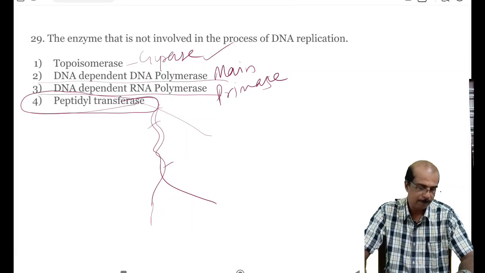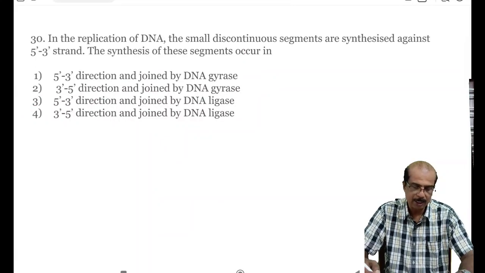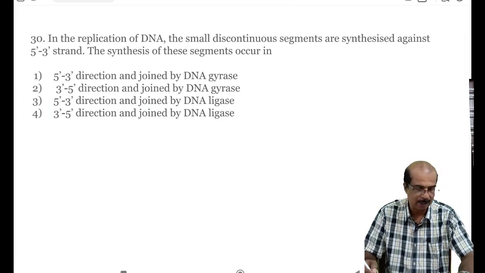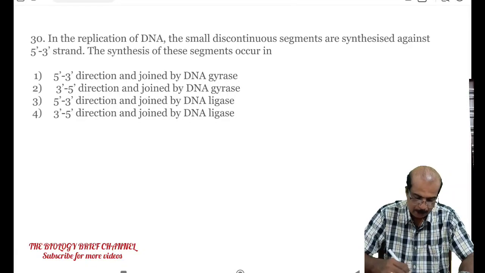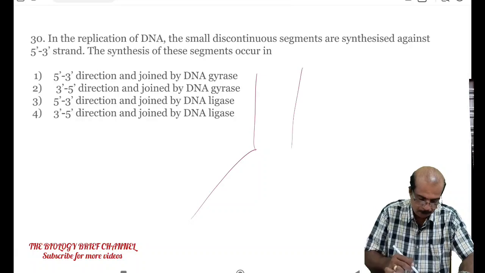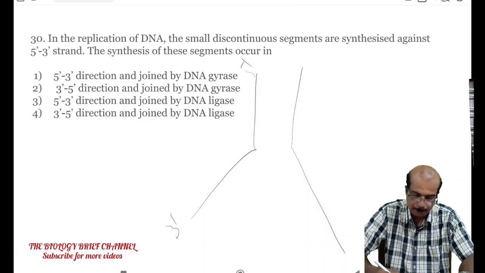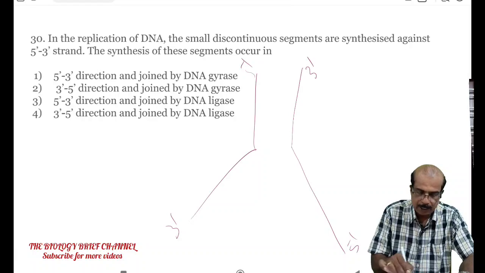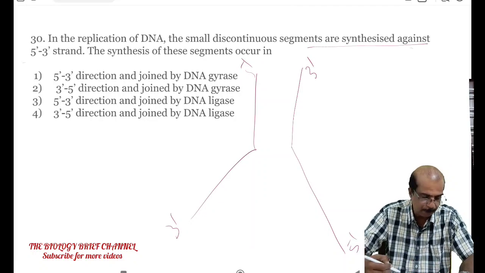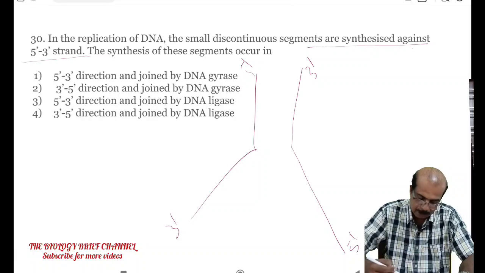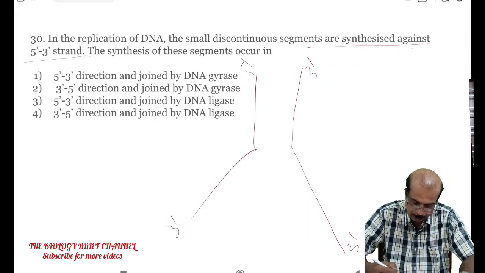Moving to the last question. In the replication of DNA, the small discontinuous segments are synthesized against the 5 prime, 3 prime strand. The synthesis of these segments occurs in... Let us imagine the replication fork. This is 3 prime, 5 prime. This is 5 prime, 3 prime. Here, small discontinuous segments are synthesized against the 5 prime, 3 prime strand. Here, the synthesis is discontinuous.